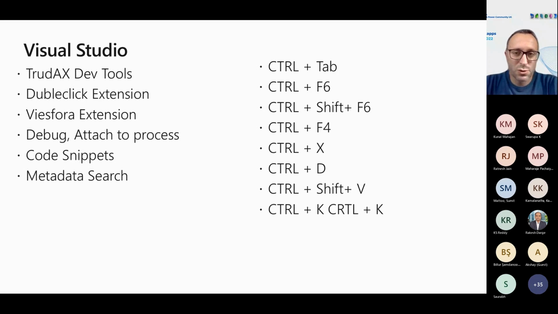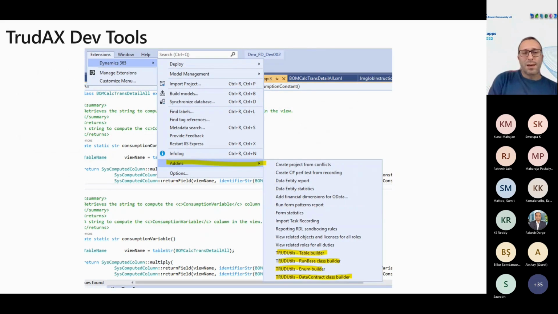I know probably most of you know this, but I just want to summarize some important and good shortcuts. Let's start. First of all, I like these dev tools. There are lots of dev tools right now, but this is one of the most advanced. You can create tables, enums, etc. You can download it from GitHub and set it up in your development environment.